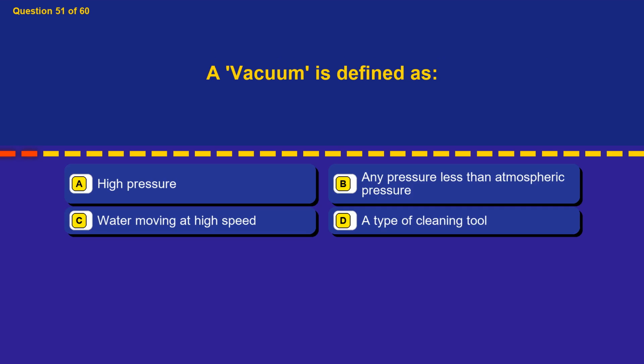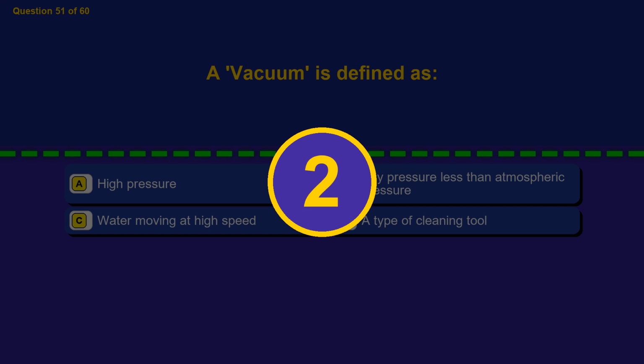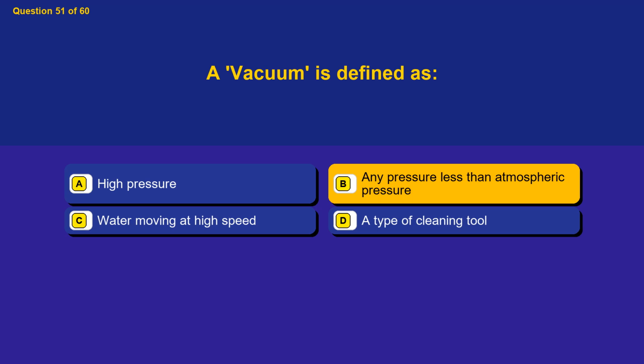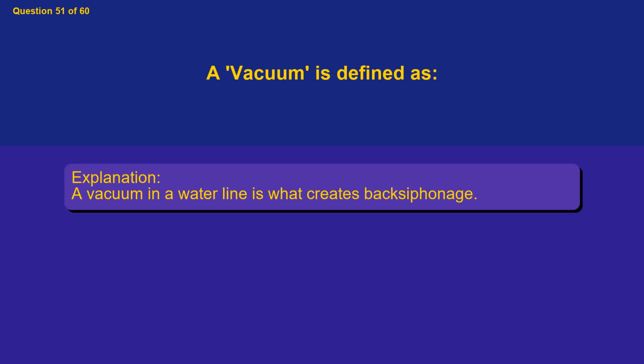Question 51. A vacuum is defined as: Option A, high pressure. Option B, any pressure less than atmospheric pressure. Option C, water moving at high speed. Option D, a type of cleaning tool. The correct answer is option B, any pressure less than atmospheric pressure. A vacuum in a water line is what creates back-siphonage.